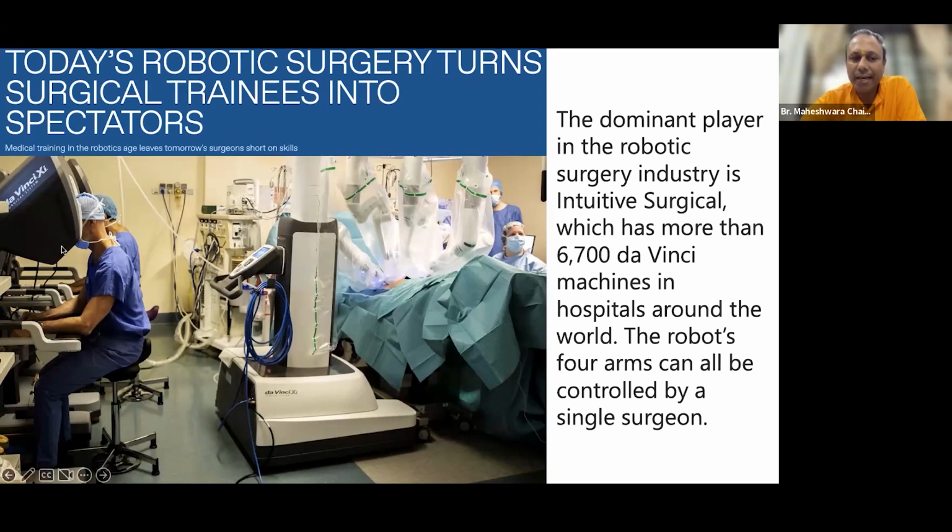And you can see on the right side, the dominant player in the robotic surgery industry is Intuitive Surgical. It is a company that has more than 6,700 Da Vinci machines. Da Vinci machines are nothing but robotic surgeons. You can see this on the screen. You can see the label Da Vinci.